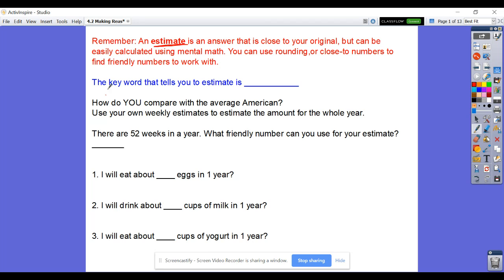We're going to get to work with friendly numbers all day long and make things really easy for us to do in our head. Who doesn't love that? So, something to look forward to.